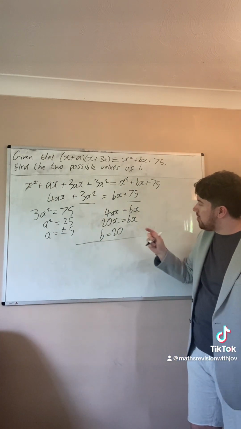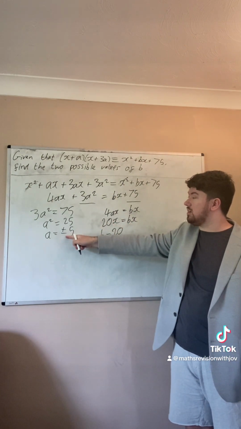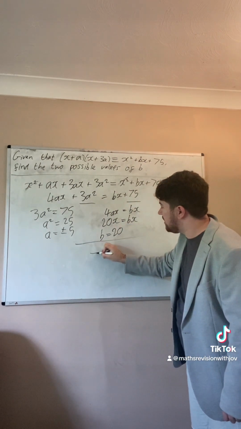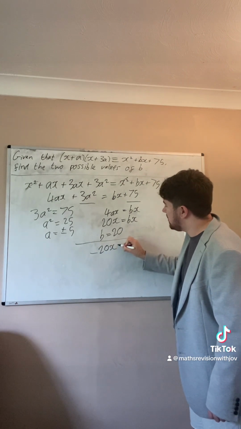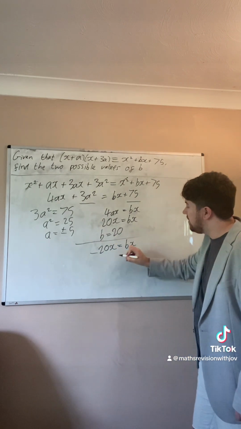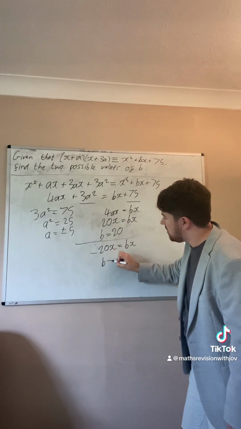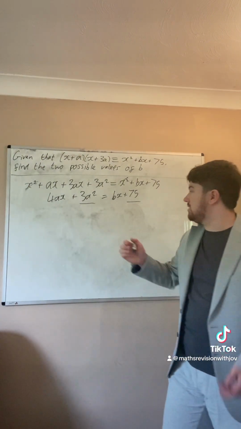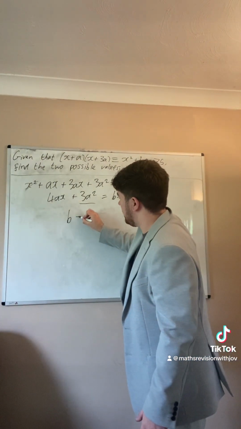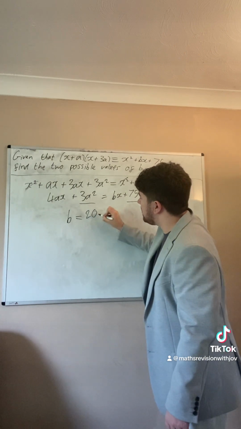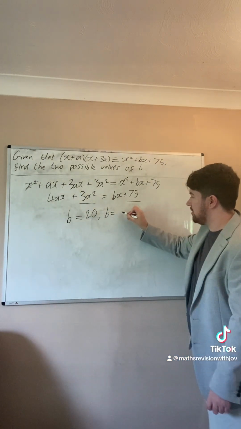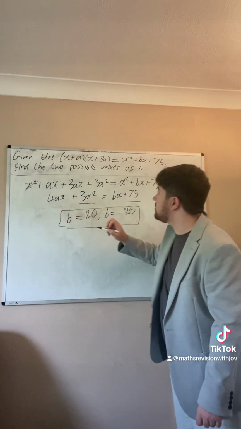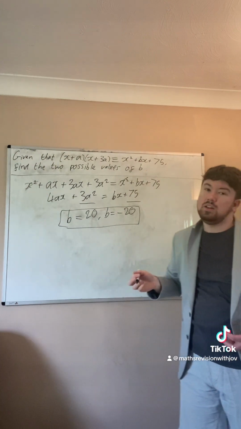Similarly, we can set a equal to minus 5. So we've got 4 times minus 5 times x, so minus 20x equals bx. Then we get b equals minus 20. Now we have simply shown that b is equal to 20 or b is equal to minus 20, and those are our answers. We found two possible values of b, and I hope that helps.